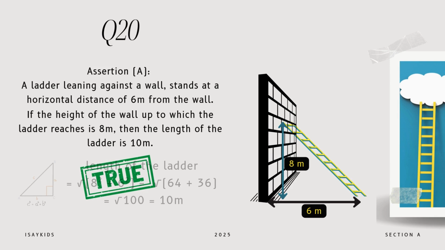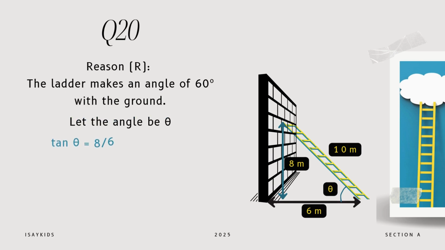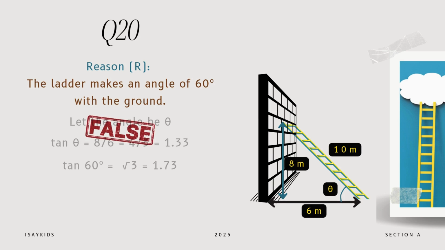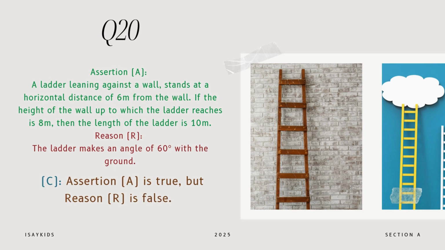Let's see the reason now. The ladder makes an angle of 60 degrees with the ground. Let the angle that is being made here be theta. So, tan theta would be 8 upon 6, which is about 1.33. Now, tan 60 is root 3, which is 1.73. Therefore, it is false. So, we can say that assertion is true, but reason is false.